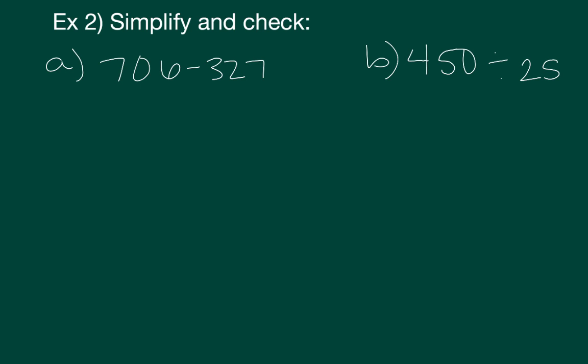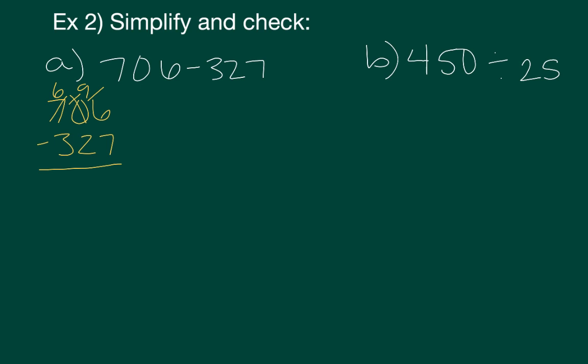In example 2, this is just good review. It says simplify and check. So we're just going to solve these 2 problems and then check our answer. Remember, when checking our answer, we do the opposite of what's showing. So it's 706 minus 327. After we solve it, to check it, we're going to end up adding. Let's review. 706 minus 327. And of course, remember all the rules when solving these equations.